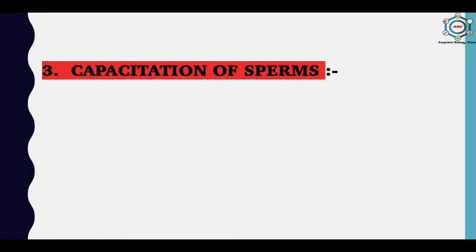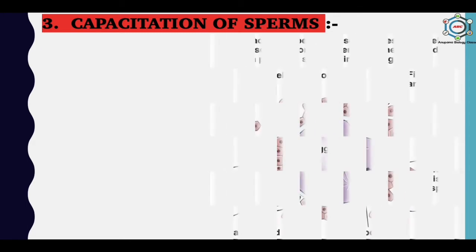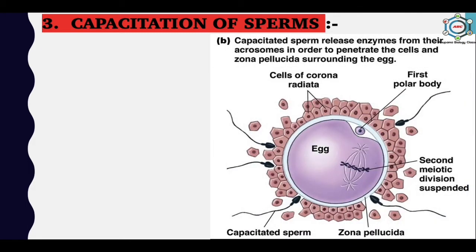After this, capacitation of sperms. So the question is, what is capacitation? In this picture you can see the capacitated sperms release enzymes from their acrosomes in order to penetrate the cells and the zona pellucida surrounding the egg.